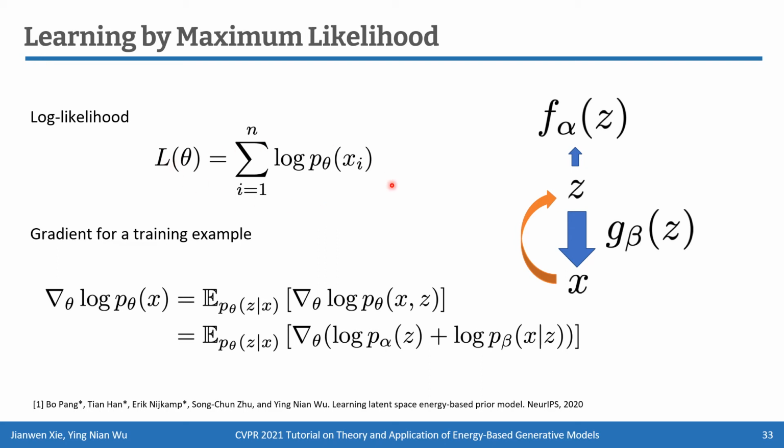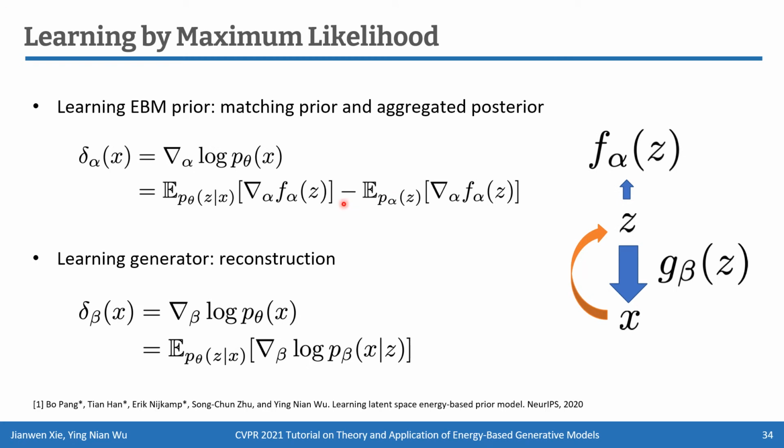This is actually very similar to what we derived before. The gradient for the log likelihood can be written as the expectation with respect to the posterior distribution of the gradient for the log joint density. And this time, the joint density can be decomposed as the prior and this conditional. The prior is parameterized by alpha, and the conditional is parameterized by beta. So this gradient follows the same derivations as we did before.